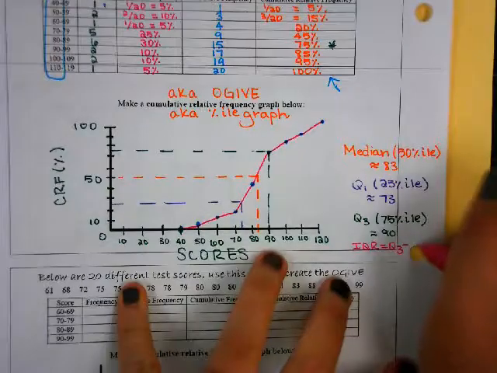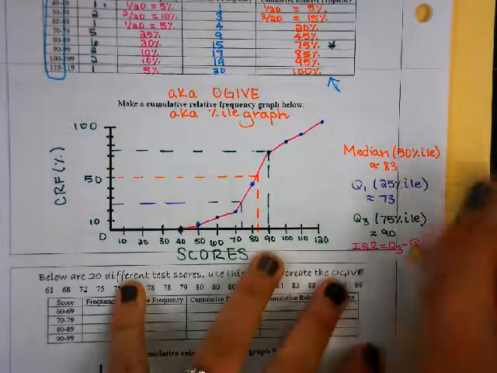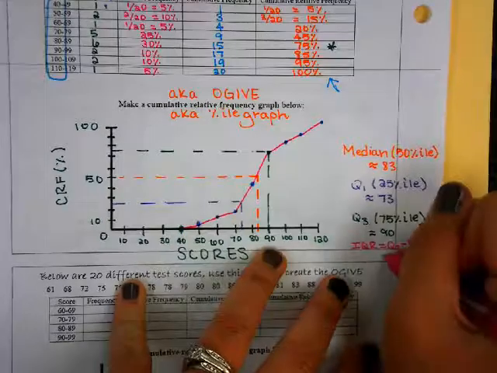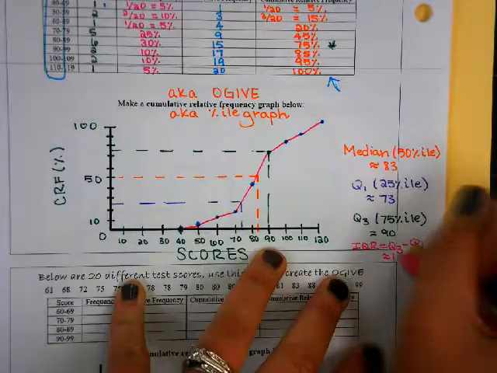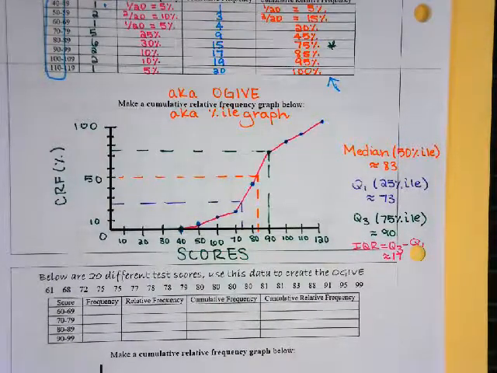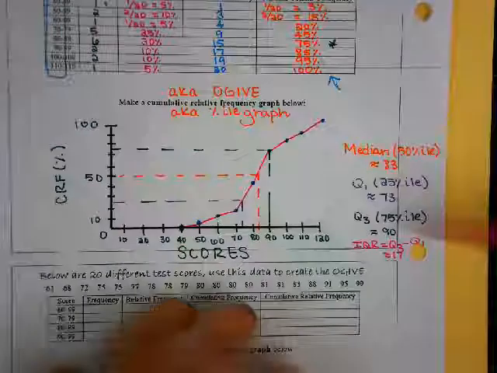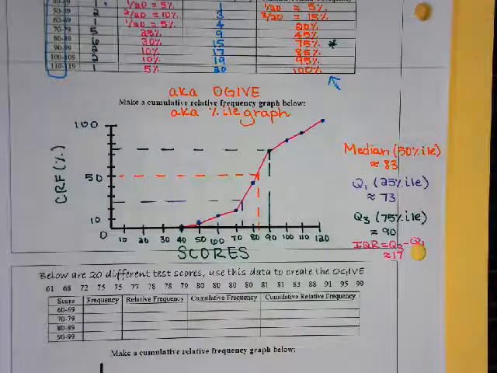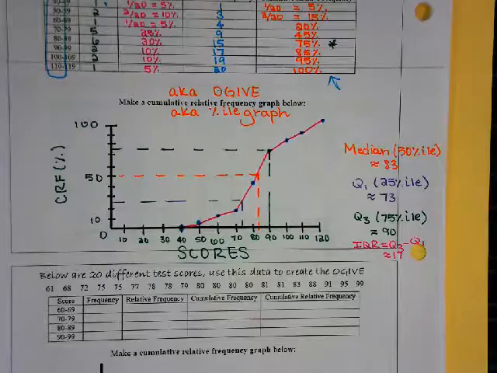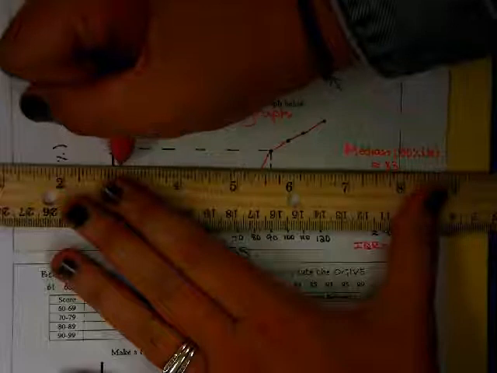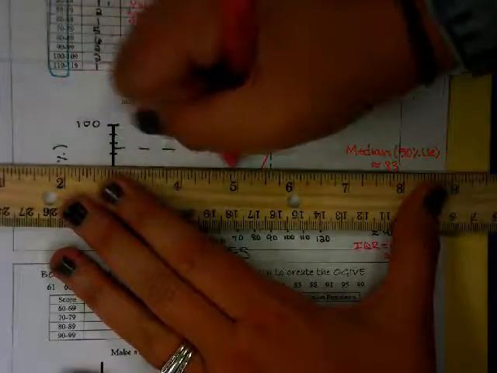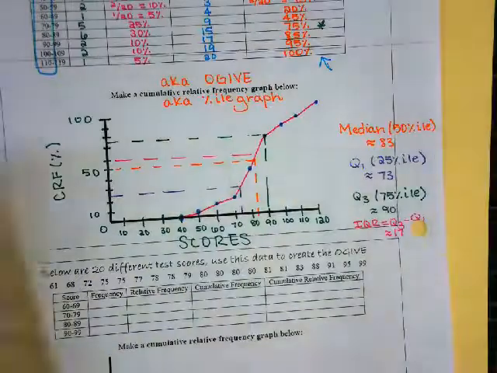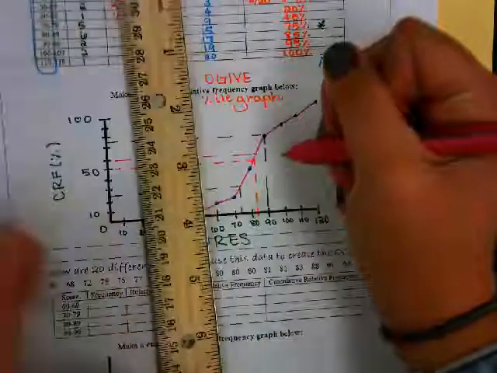So that would be 90 minus 73, so 17, about 17 for IQR. I could ask you to find a random percentile too. These are just the most common, but I could say find the, let's see, the 60th percentile. So you would go to 60, and you would go across. So these allow you to find different percentiles, and then it allows us to ask you lots of cool questions. At least I think so. You guys may not like it.